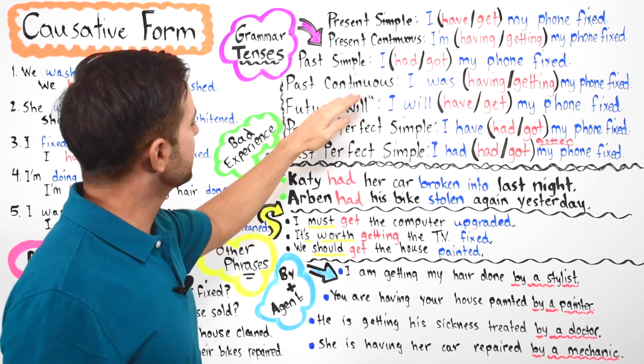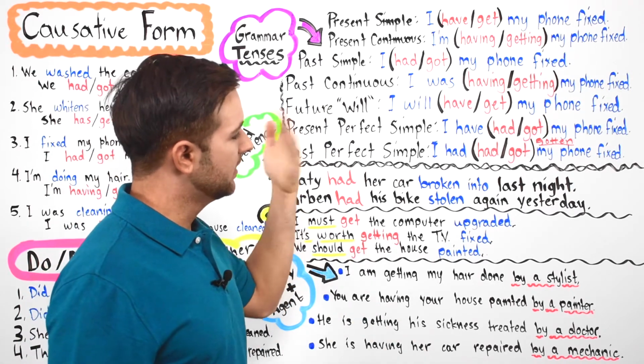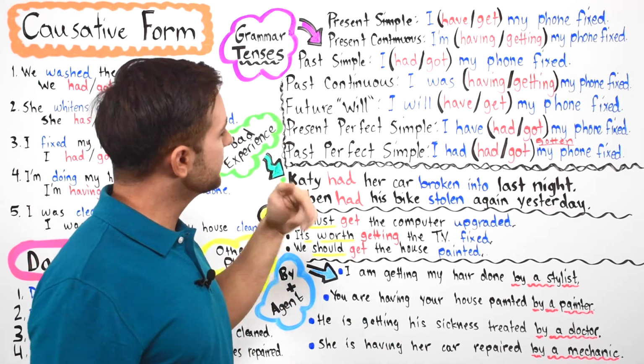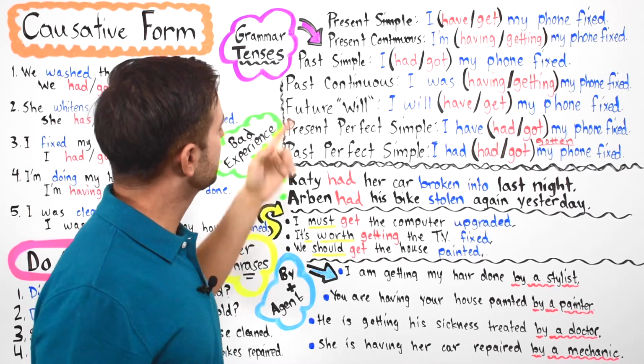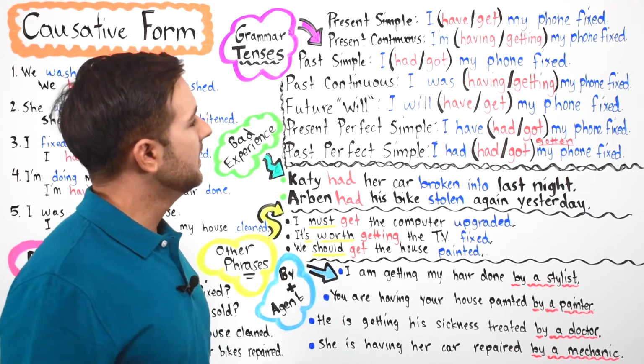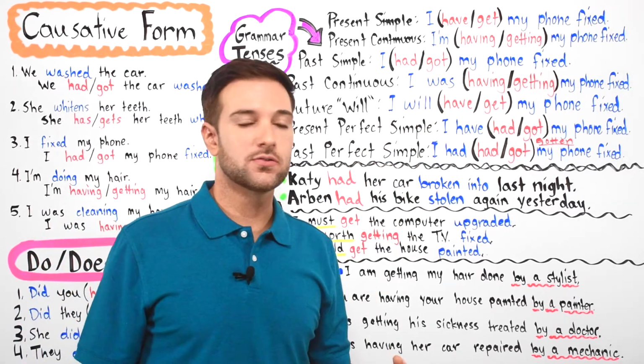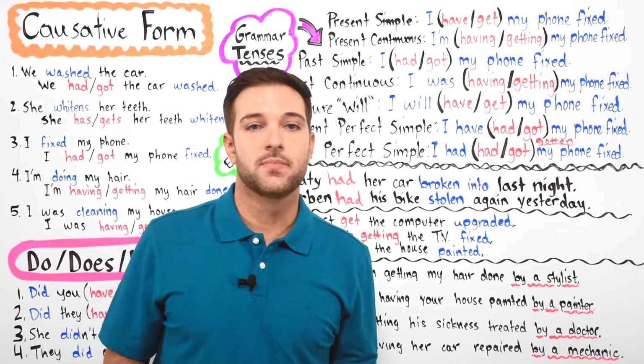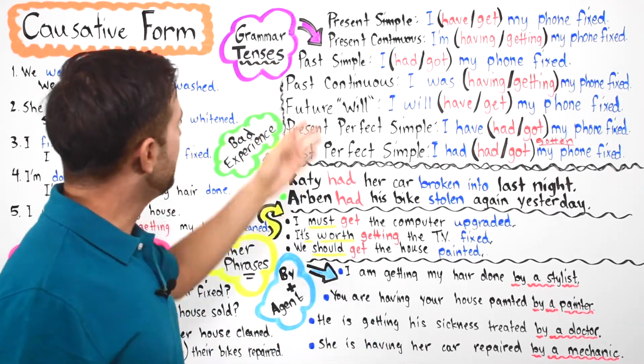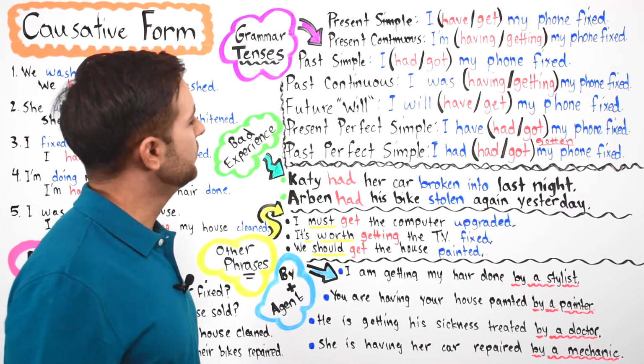And then we have the past continuous tense, meaning an action that was continuously going on but in the past. So past continuous tense. I was having my phone fixed, or I was getting my phone fixed. And the past continuous we learned in lesson 22.